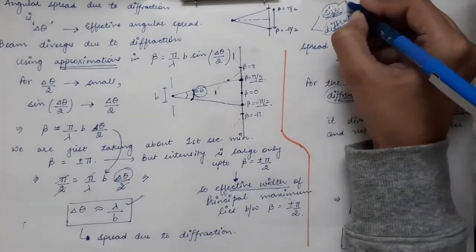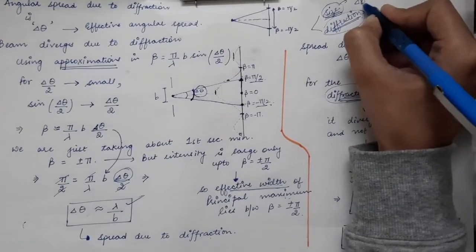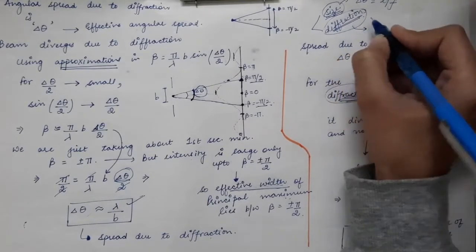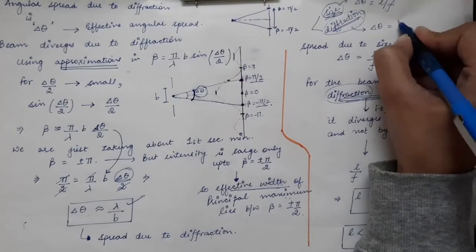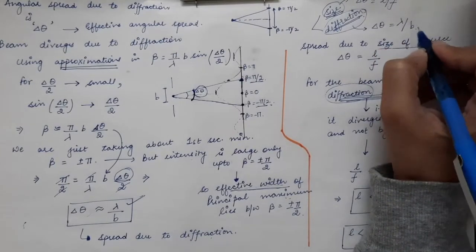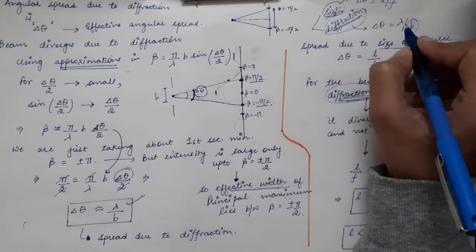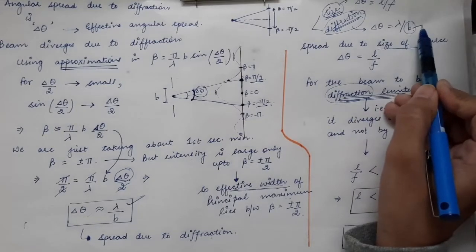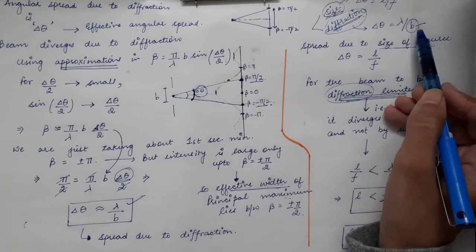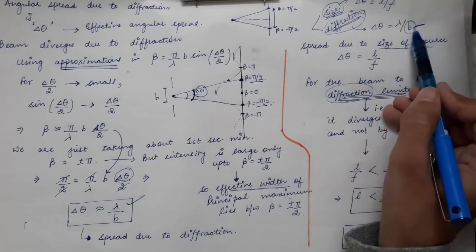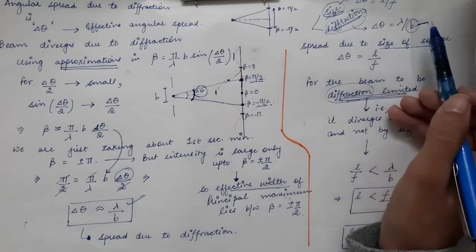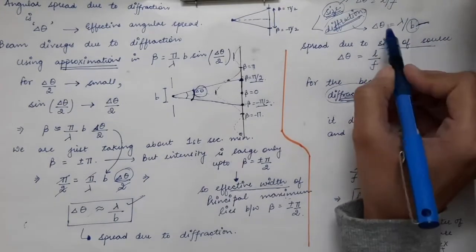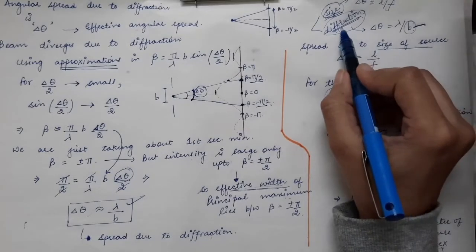So due to the size of the source, the angular spread delta theta came out to be equal to L divided by F, and the angular spread due to diffraction, delta theta, came out to be approximately equal to lambda divided by b. Now b is the width of the slit, or you can say the diameter of the aperture. So the slit is also called the aperture. So this small b is the width of the slit, or the diameter of the aperture.